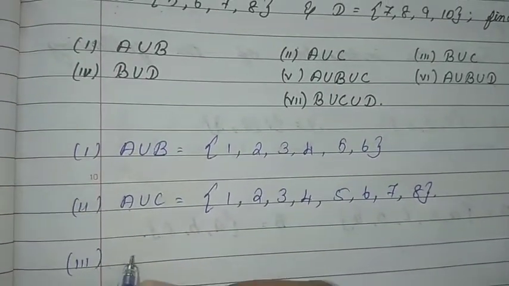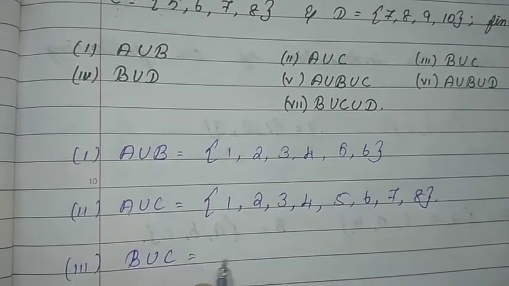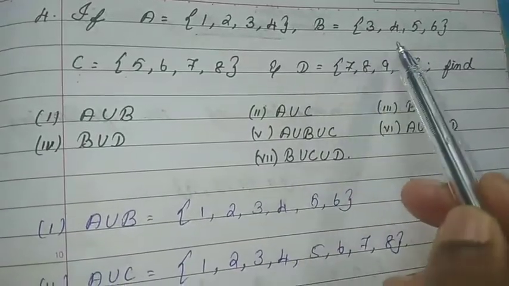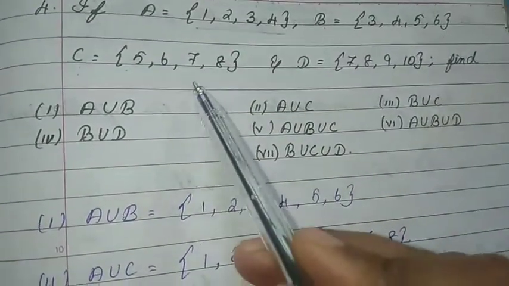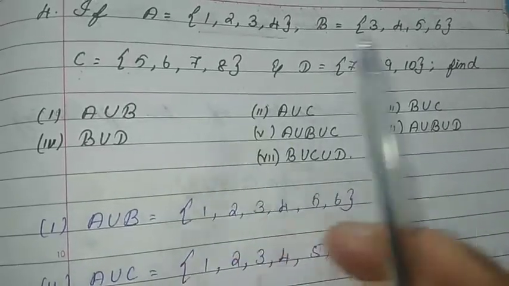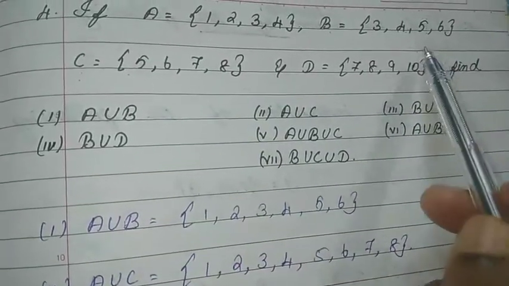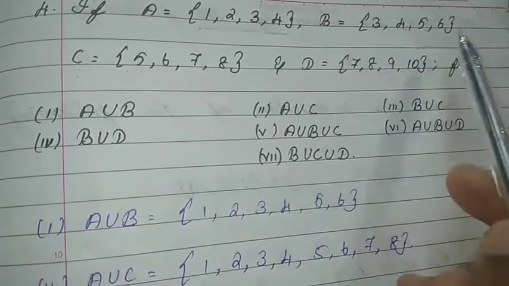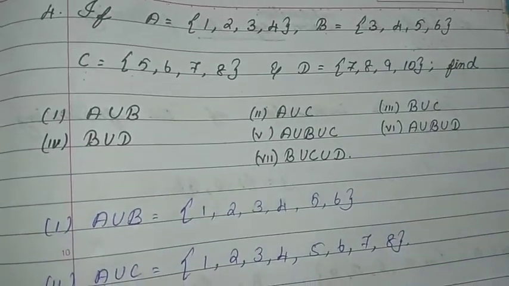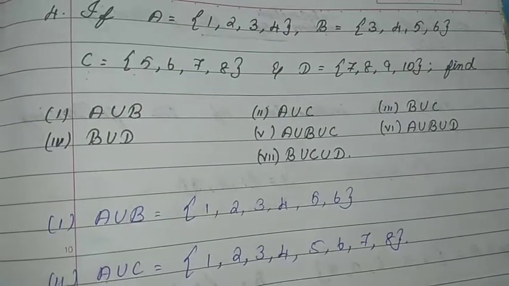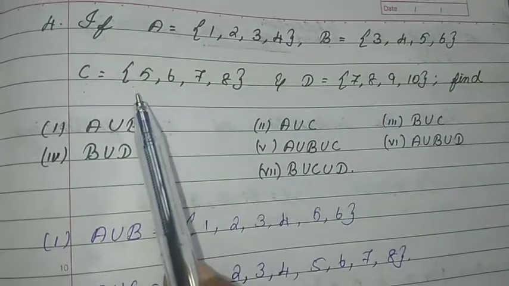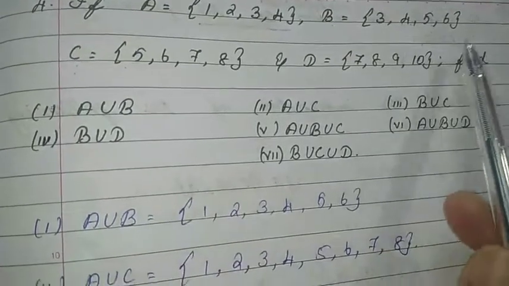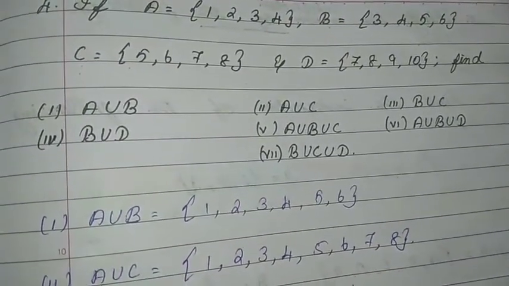Next, third subdivision is B union C. Now I have to write all the elements from set B or set C. You can write set C and then B, but to not confuse, I'm just writing set B first: 3, 4, 5, 6. Next I'll move on to C. Here I have 5 and 6 common, no? So only 7 and 8 will be taken.